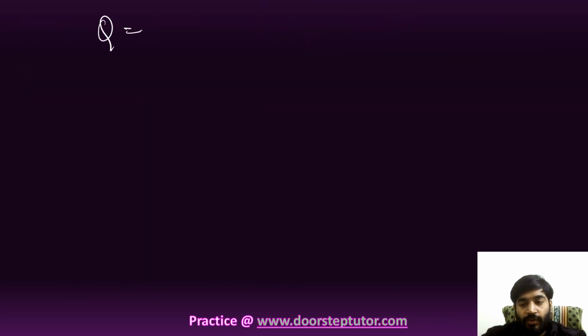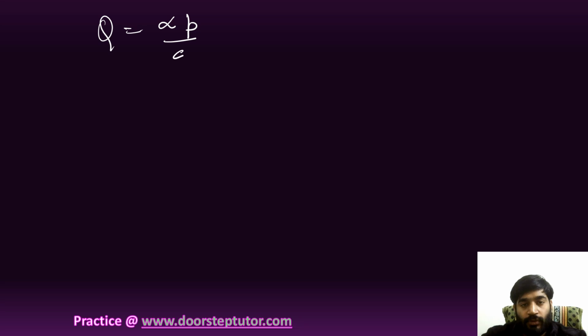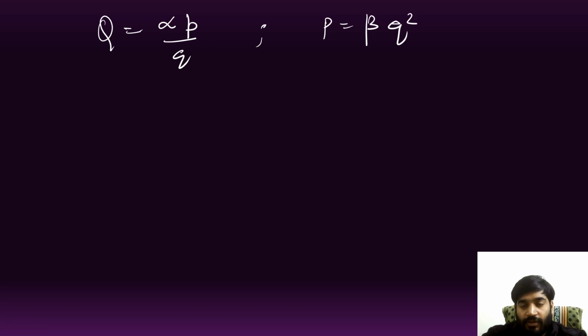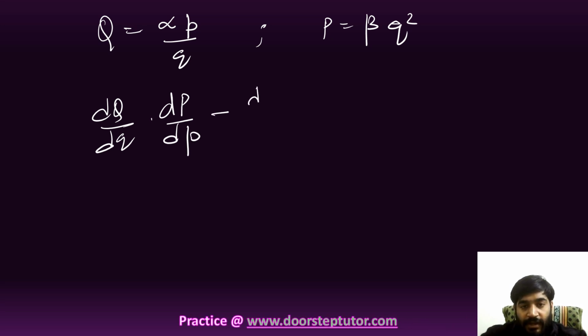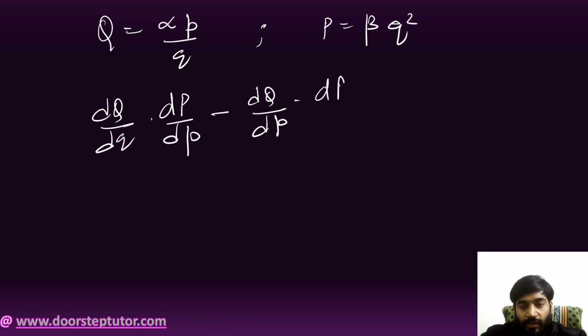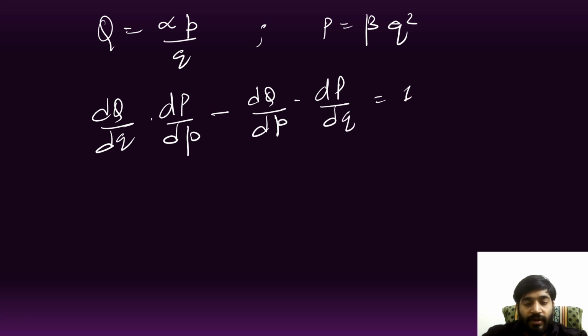So you have capital Q in terms of p and q, and you have capital P in terms of q, isn't it? Now just place the values here: dQ over dq into dP over dp minus dQ over dp into dP over dq must be equal to 1. If you differentiate and put them, you will find the relation between alpha and beta.